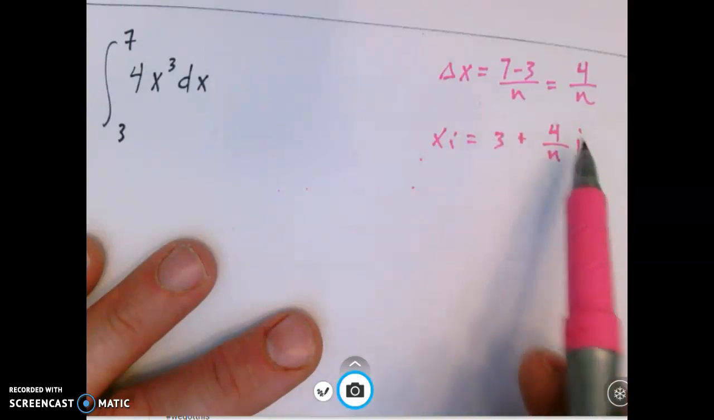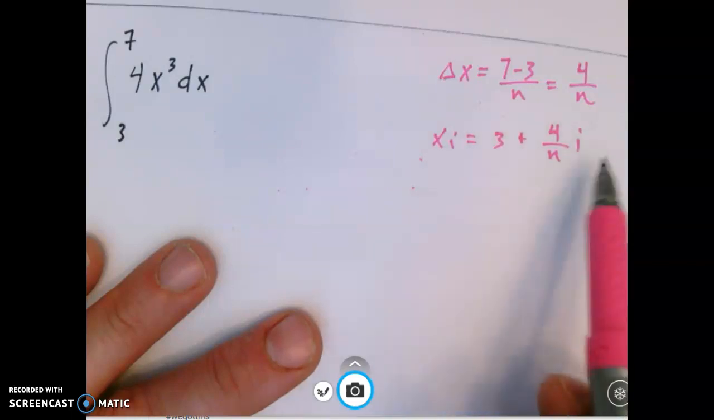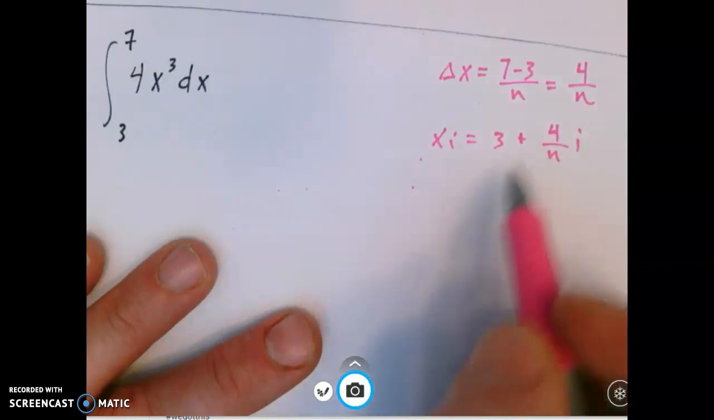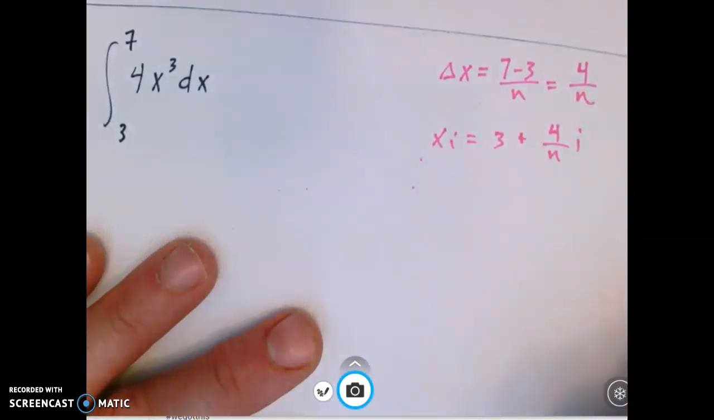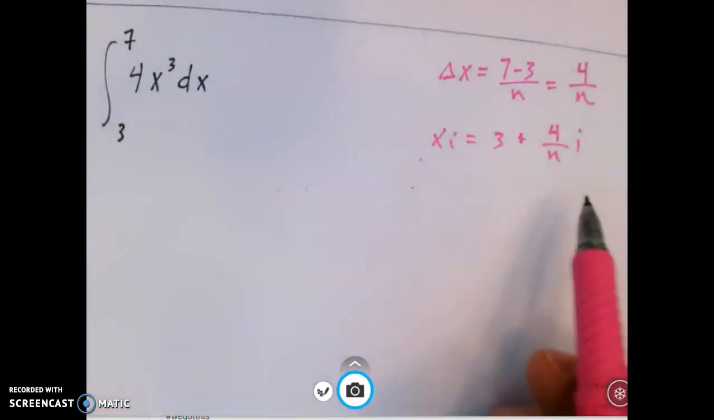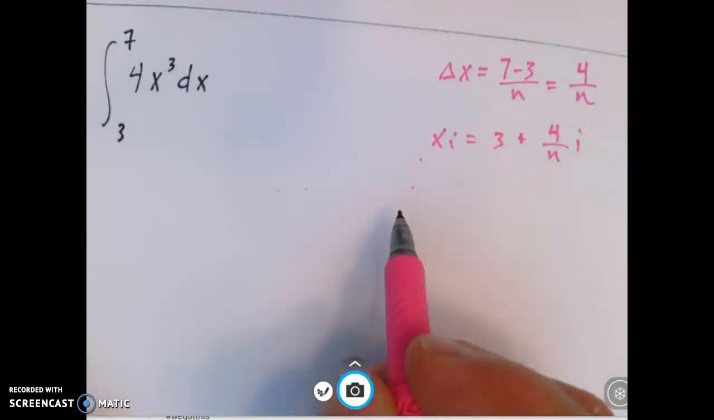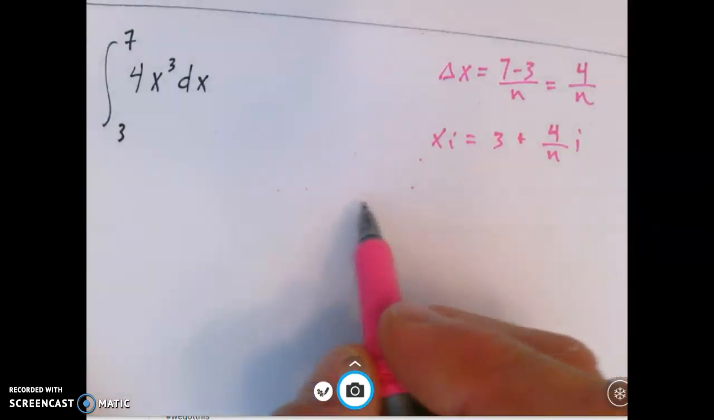And then if i becomes 2, then we're adding 2 4 over n's, or 3 4 over n's if i is 3, and so on and so forth. So this is simply starting here and moving down the line that many i's. Then I'm going to rewrite this entire function.